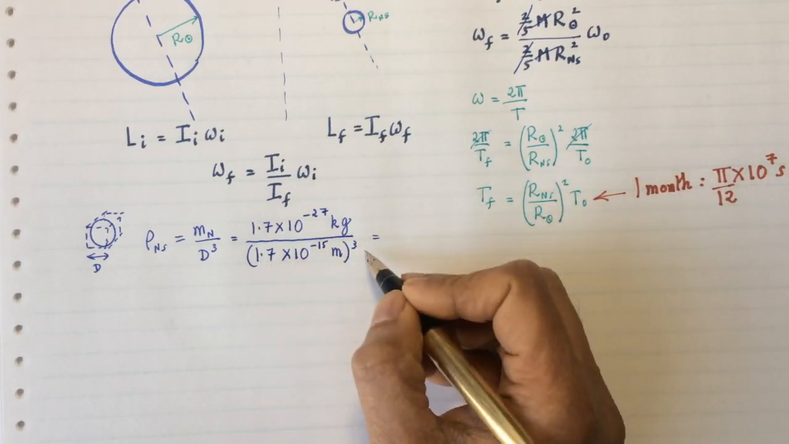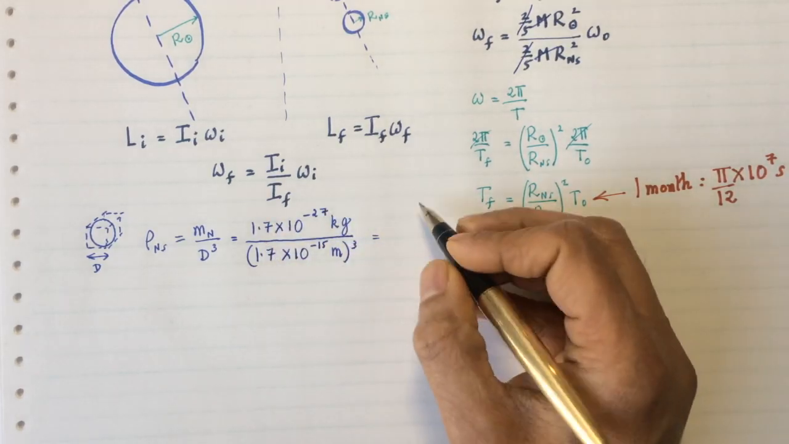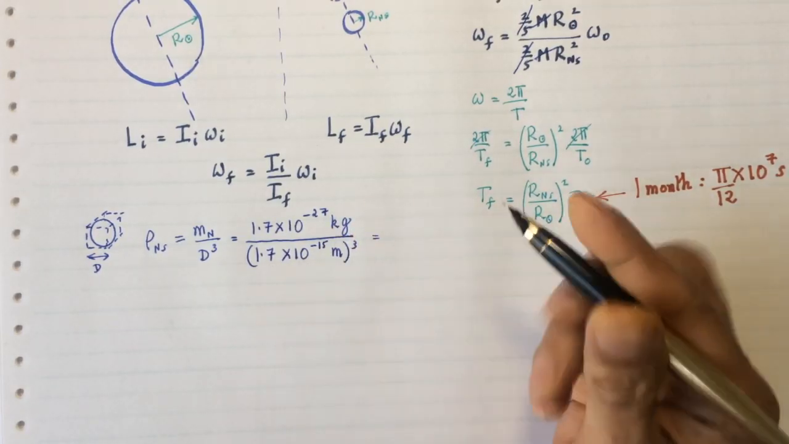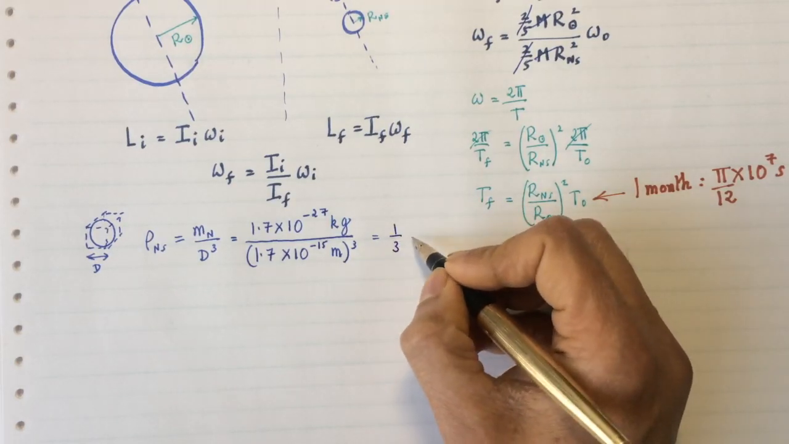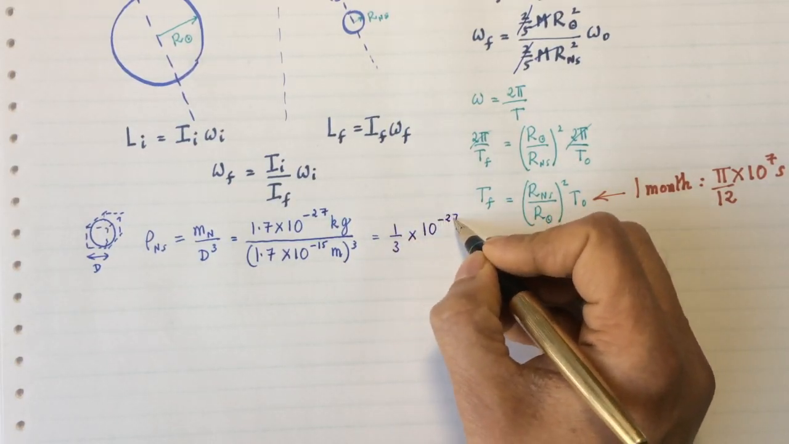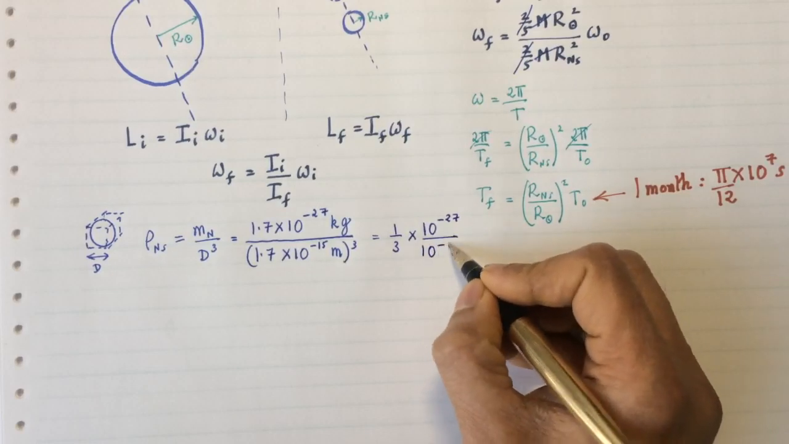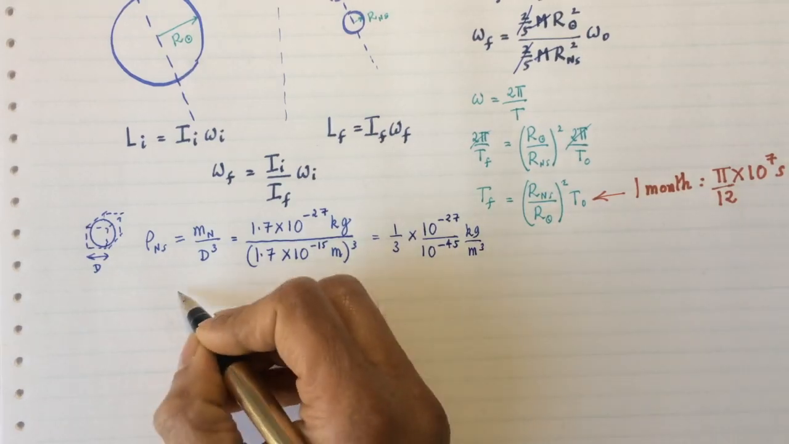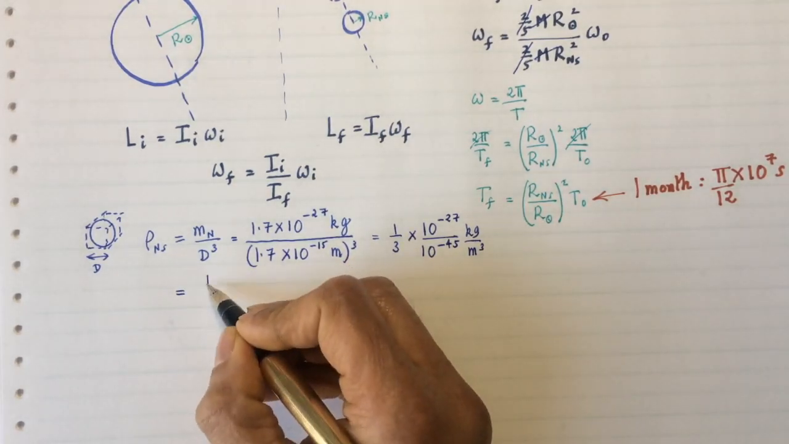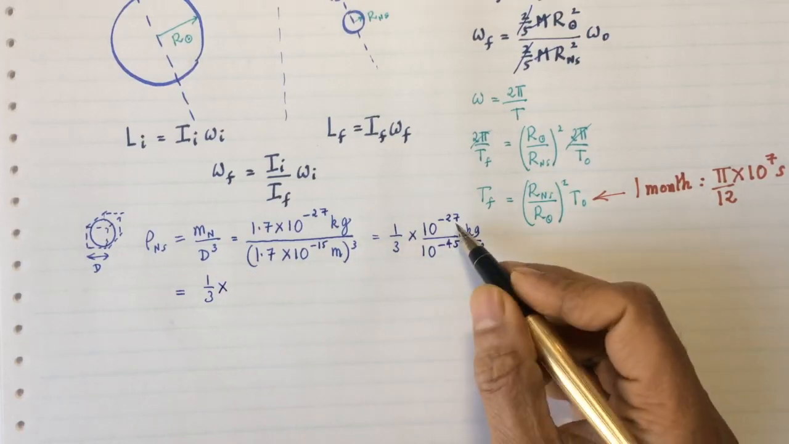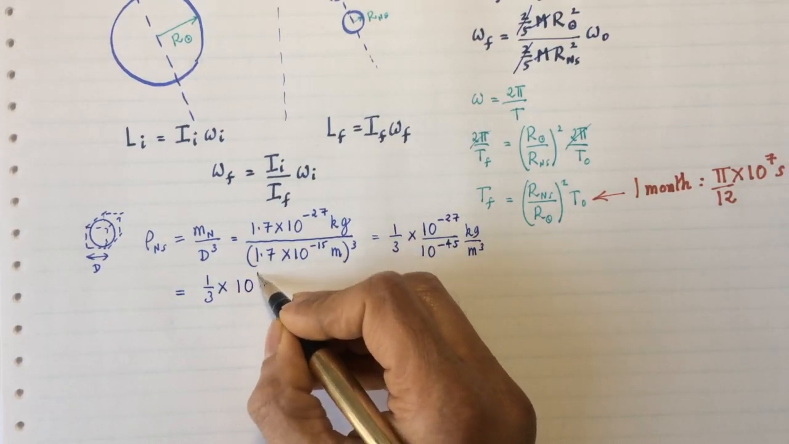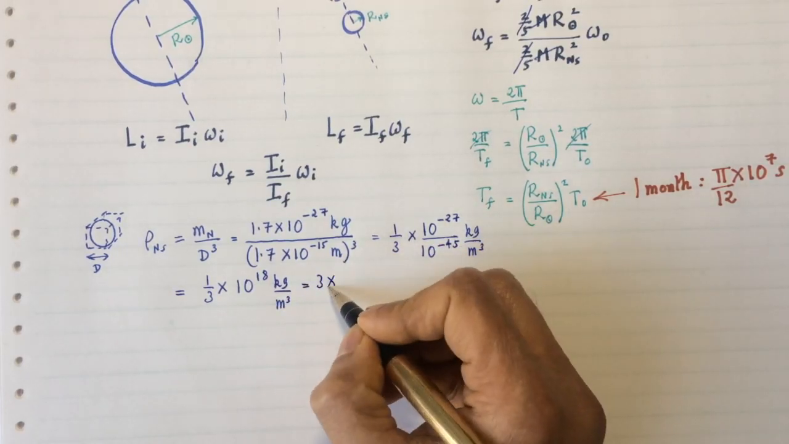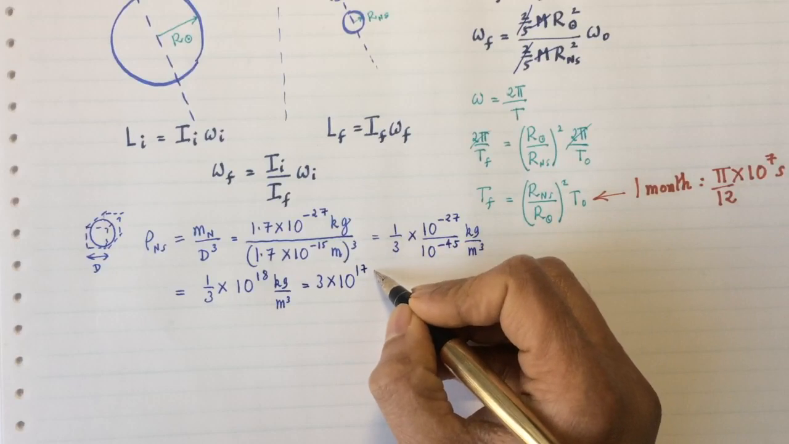Now I'm cubing it, right? So one of the factors of 1.7 will go away, and I have 1.7 squared. Well, I know the square root of 3 is nearly 1.7, so that's going to be 1 over 3 then, times 10 to the minus 27 divided by 10 to the minus 45 kg over meter cubed. So you can already see these numbers are amazingly huge. That's 45 minus 27, which is 18 kg per meter cubed, which can be written as 3 times 10 to the 17 kg per meter cubed.